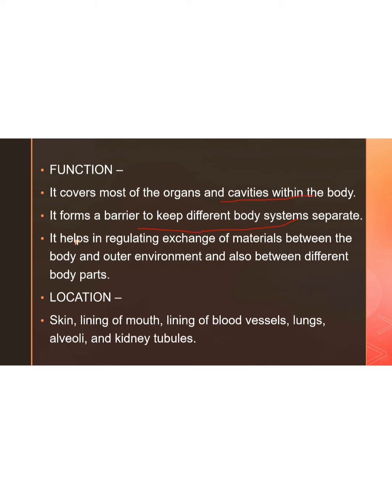Next, it also helps in regulating the exchange of material between the body and the outer environment. You can take our skin, which acts as an epithelial membrane between the body and the outer environment. Now the location of epithelium: it is present majorly all over the body. Examples are the skin, the lining of the mouth, the lining of blood vessels, the lungs, the kidney tubules and the alveoli. So these are the major locations of epithelial tissue.